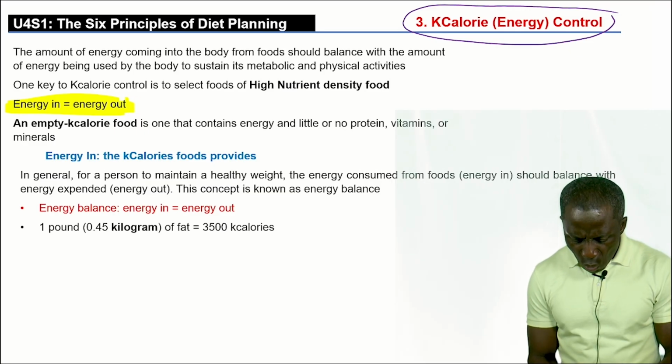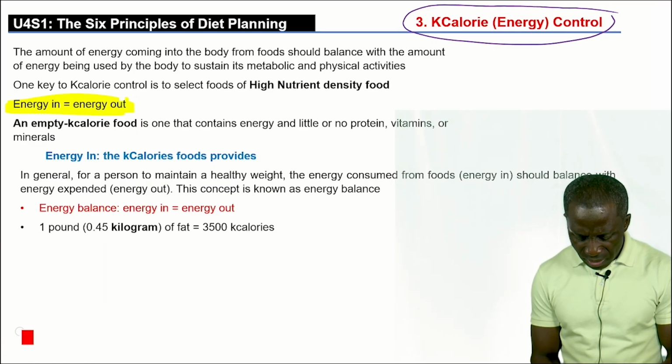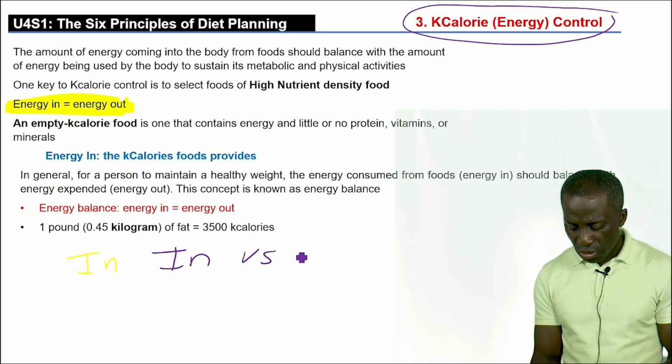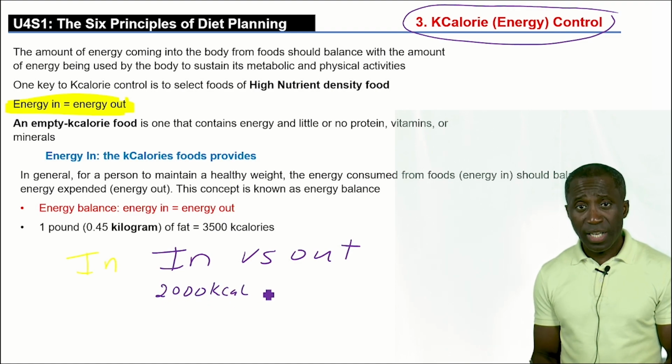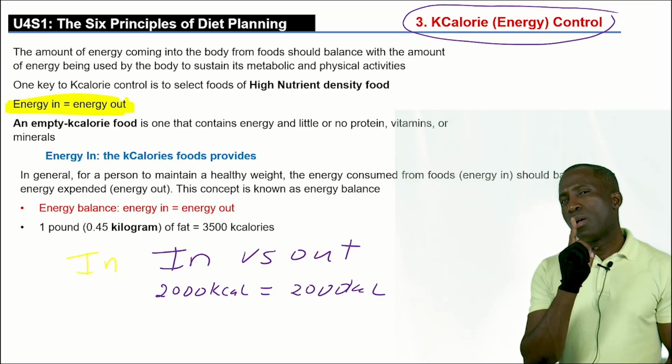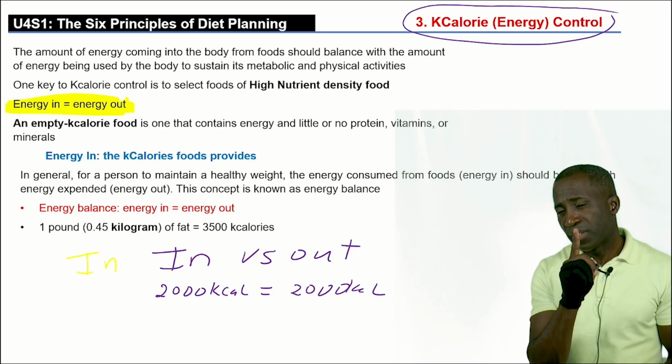So what does it mean here? And I would like us to actually look at it. It means that you have in, let me change the color here. You have in versus out. So if you eat 2,000 kilocalories, you want to make sure that you also lose 2,000 kilocalories. But what do we understand by that? Very careful.